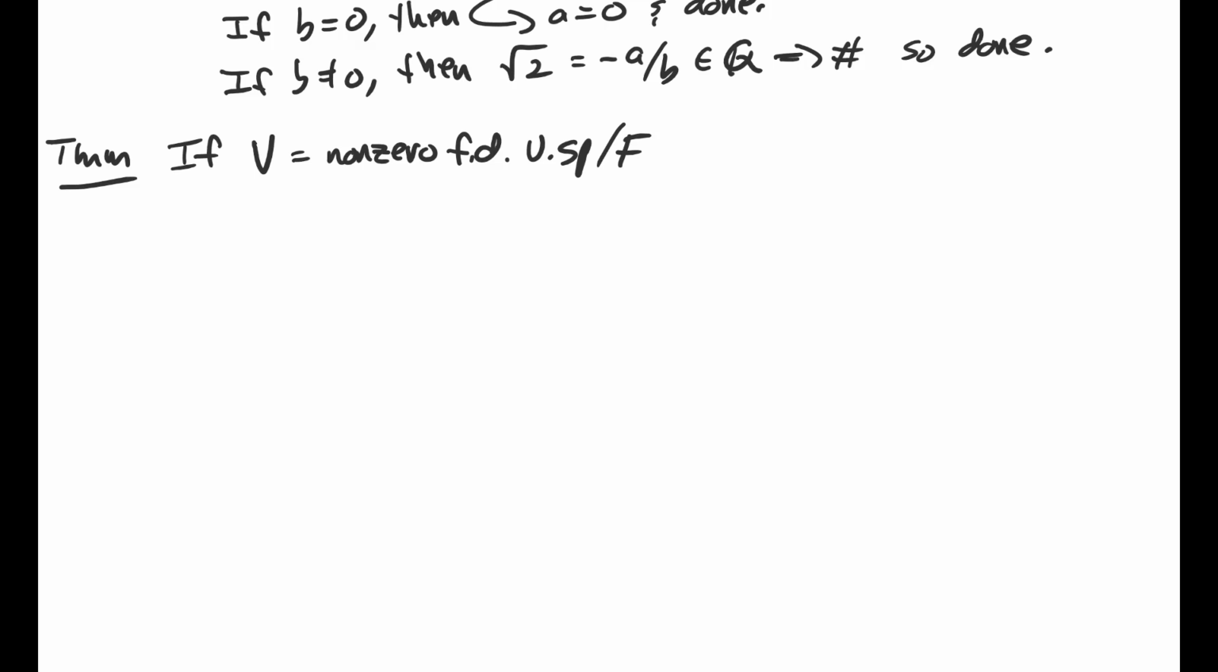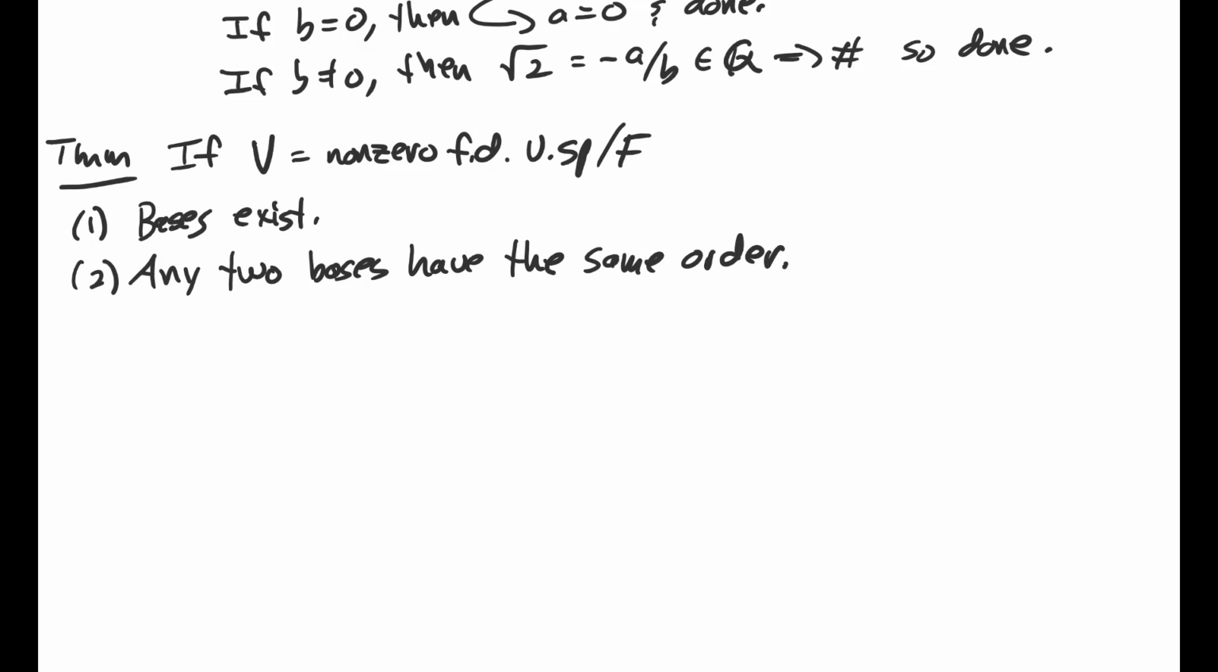Let's go ahead and start with V, a non-zero vector space over a field F. First of all, bases exist. And any two bases have the same order, so that will make the definition of dimension well defined.